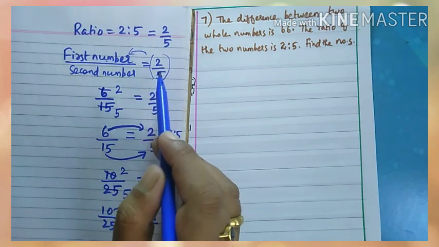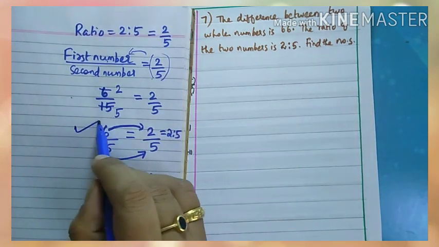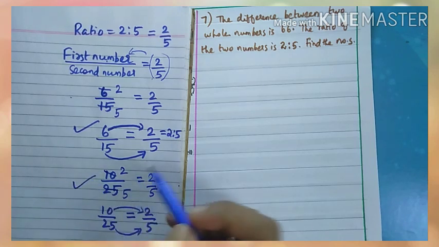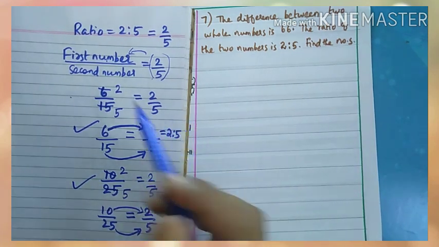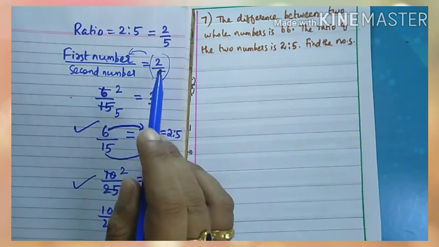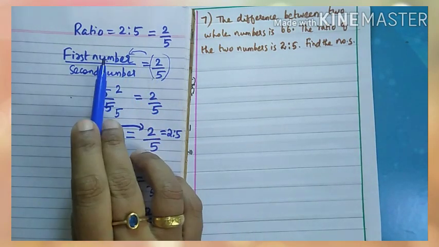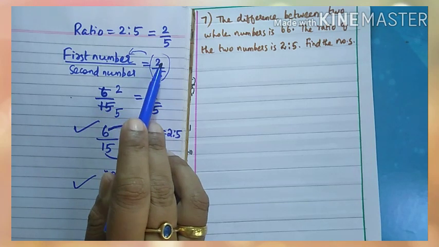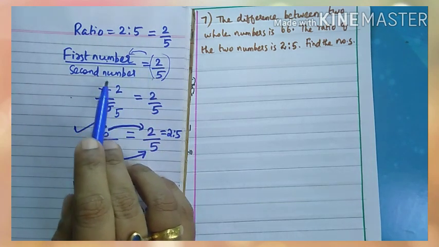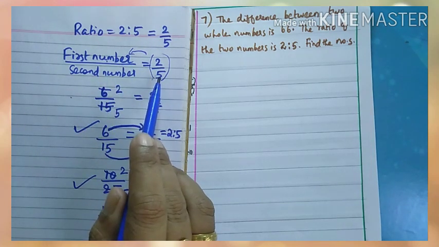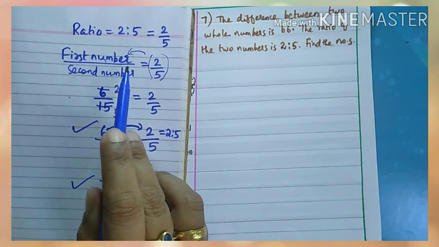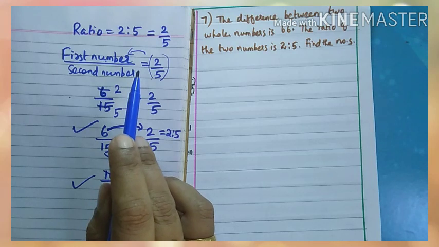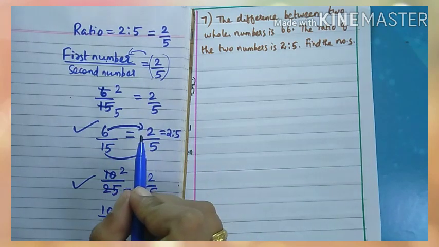So the meaning is, from this one example I told, we discussed 2 examples. From these 2 examples, I want to make you understand that first number by second number is 2 by 5, which means that first number will be a multiple of 2. Second number will be a multiple of 5. Okay. So that number we don't know, so that number we are taking as our variable x.